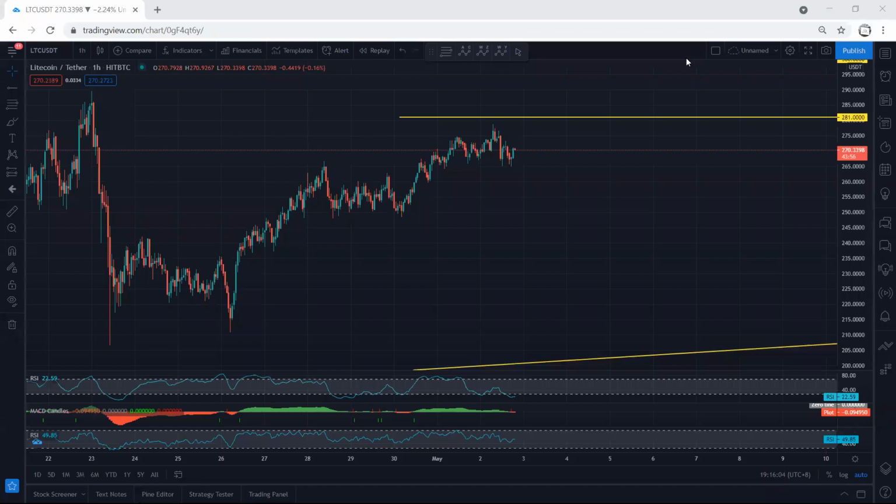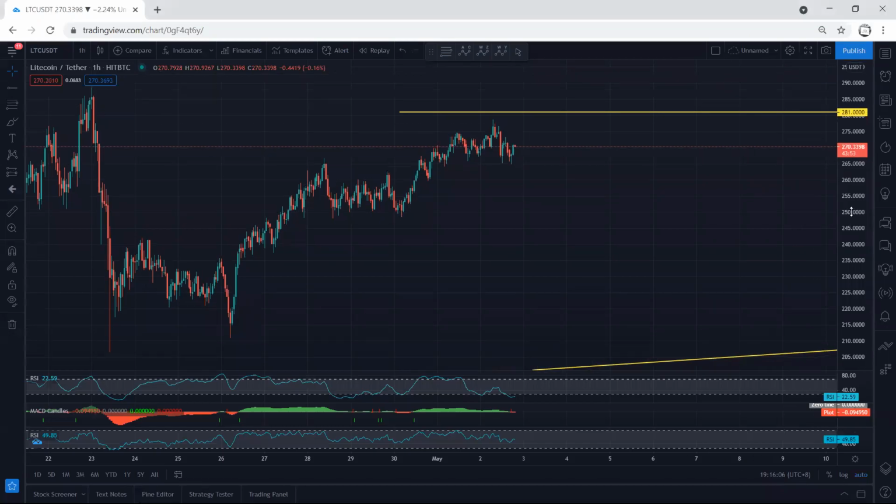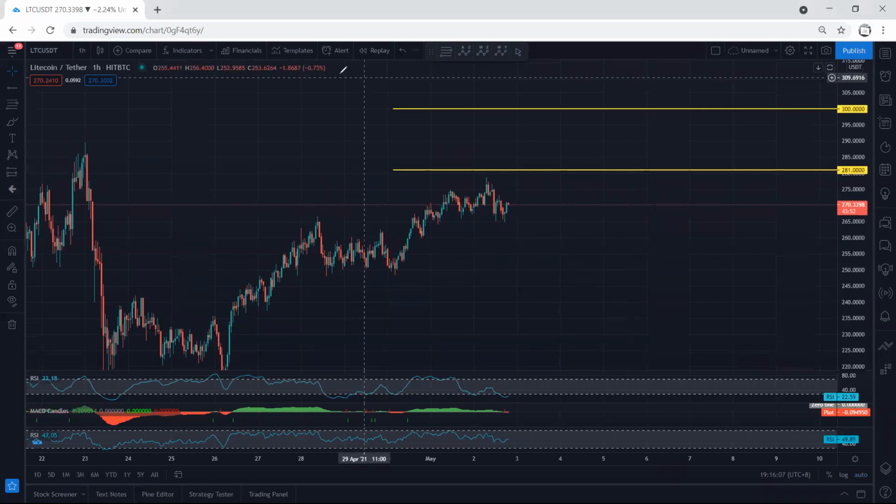LTC, we start with the 1 hour chart. Just want to give a quick update. First of all, since we have been looking for buy while the price was within this move, this is where we put our target. The price almost reached near the first target.